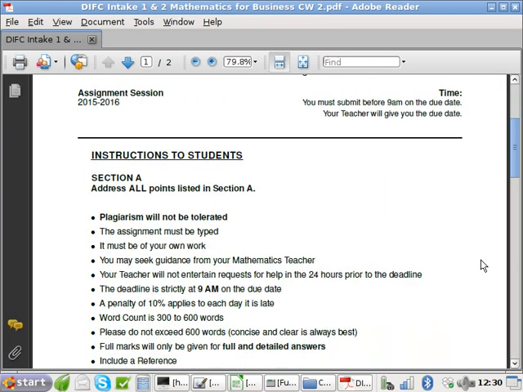Plagiarism will not be tolerated. If you plagiarize, if you copy some other assignment and say, here's my assignment, and hope that I won't notice it's the same as that guy's, there will be a penalty in your mark. You'll lose a percentage of your grade. If you do decide to photocopy your neighbour's and pretend it's yours, you've been warned.